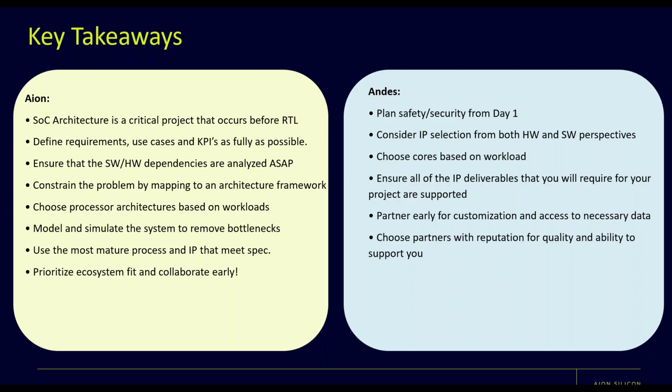Then the advice is use the most mature process technology and IP that will meet your spec. The closer you get to bleeding edge, the more risk you're going to encounter and the higher the cost you're going to have to absorb. And then finally, you need to prioritize that ecosystem. Ensure you've got the right partners that you can trust and work proactively with, and collaborate early on your design.